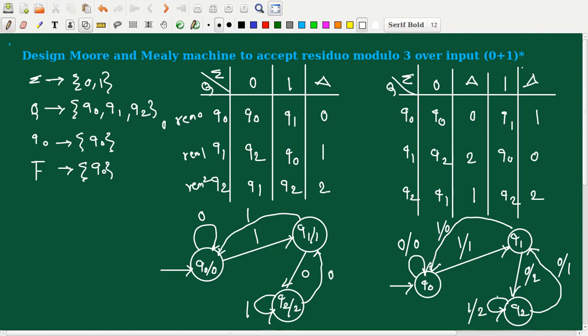So that's all regarding designing a Moore machine and Mealy machine to accept a residue modulo 3 over input (0 + 1)*.